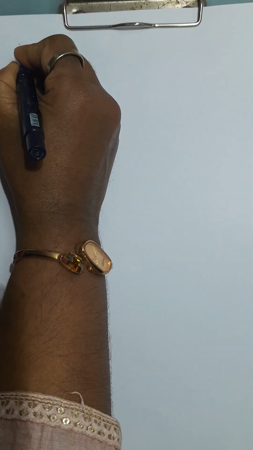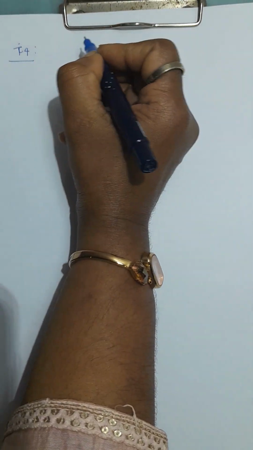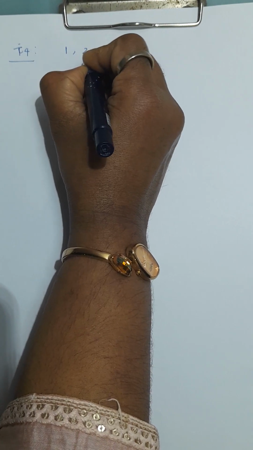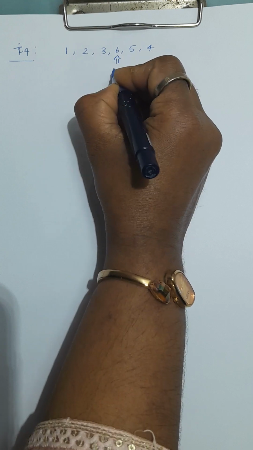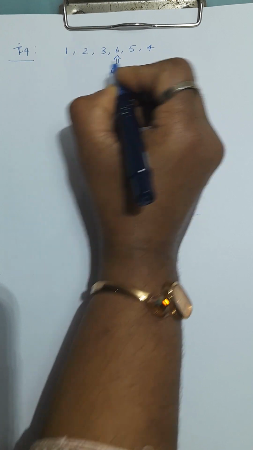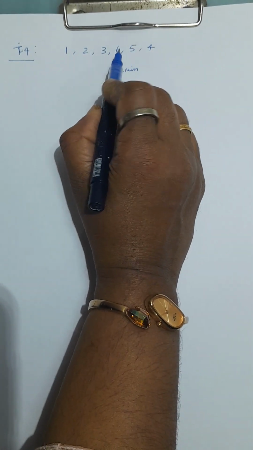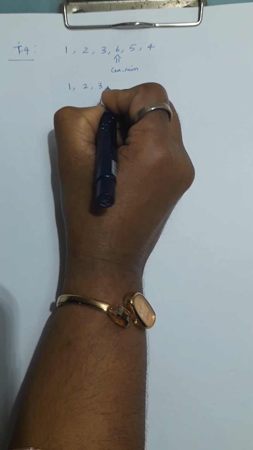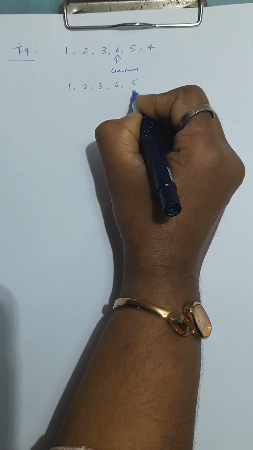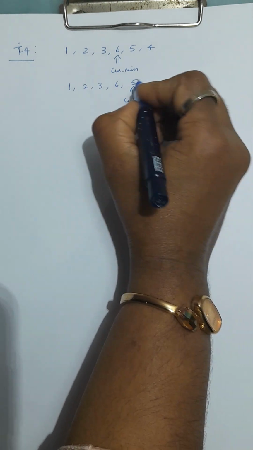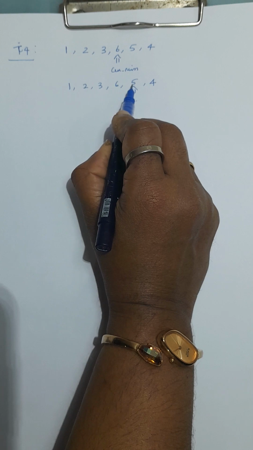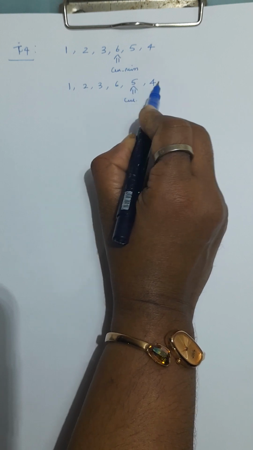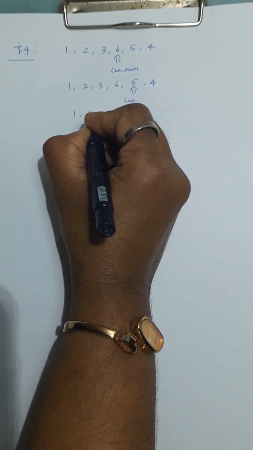Moving on further, iteration 4. So what happens? We have 1, 2, 3, 6, 5 and 4. Which is the current minimum element? 6 is the current minimum element. Now we check if 5 is less than 6. Yes. 5 becomes the current minimum, and then 4. Now we check 4 with 5. Is 4 less than 5? Yes. Now 4 becomes the current minimum.